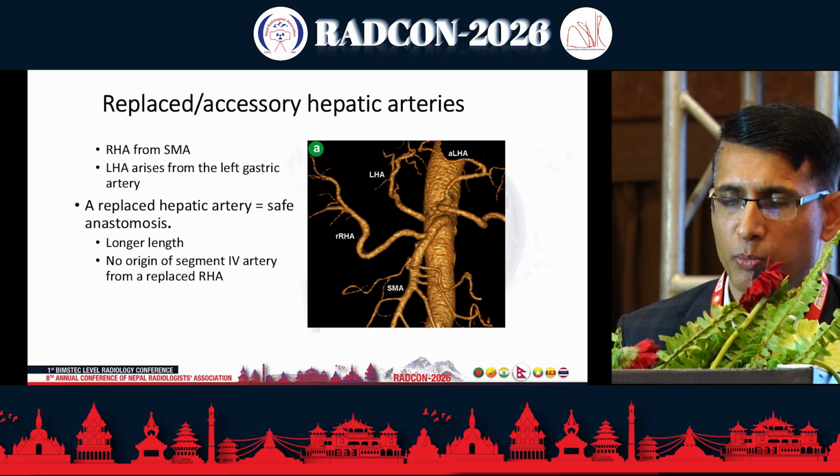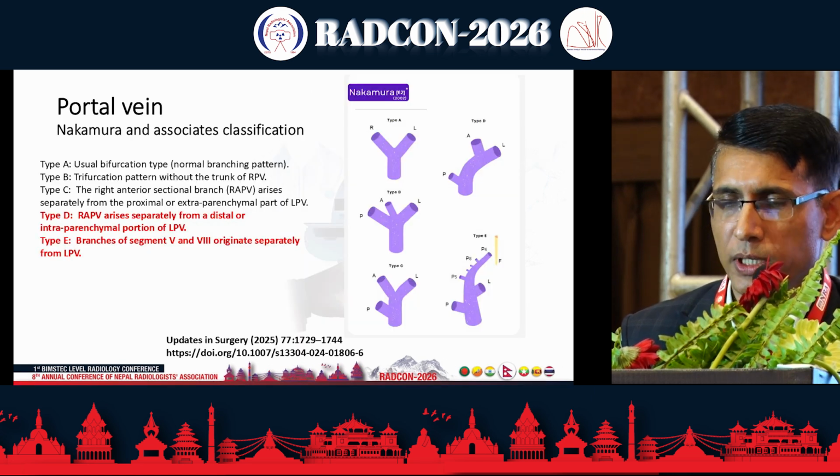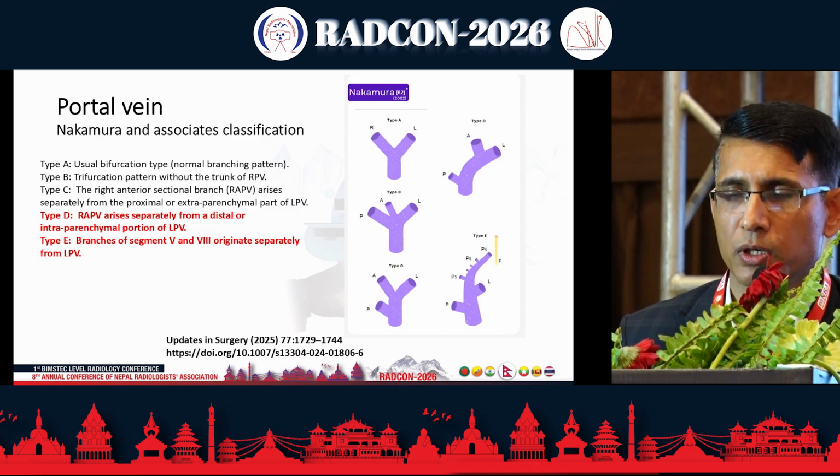So this is the normal portal vein anatomy. The portal vein divides into the left and right, and then divides into the anterior and posterior. We use the Nakamura classification for the classification of the portal anatomy. This is the normal anatomy, trifurcation.